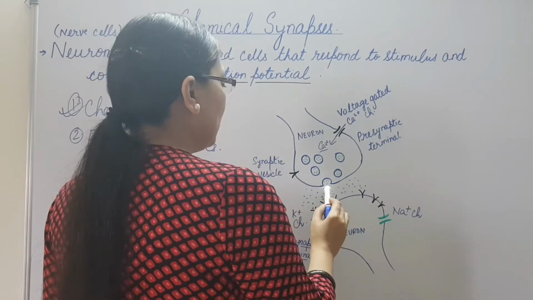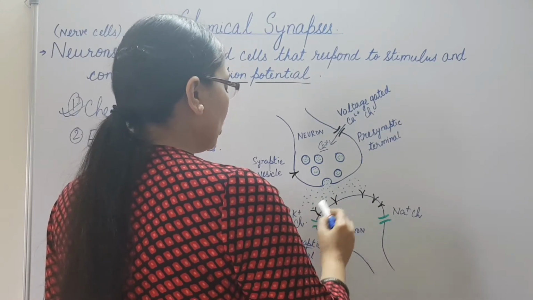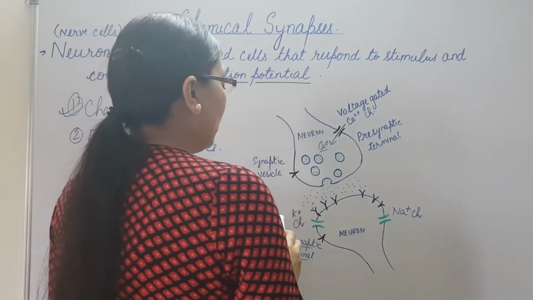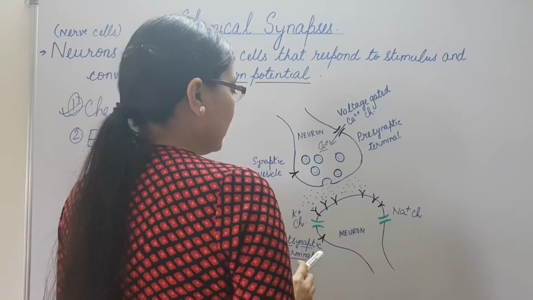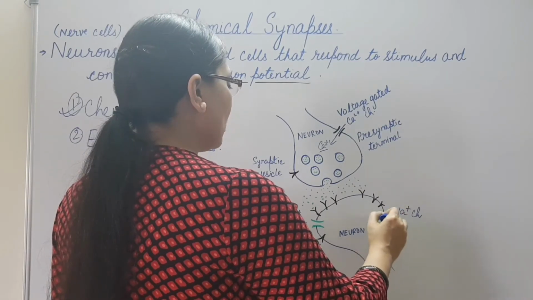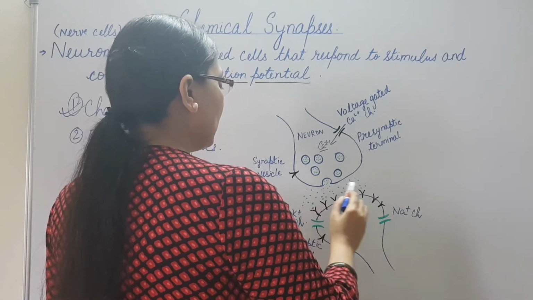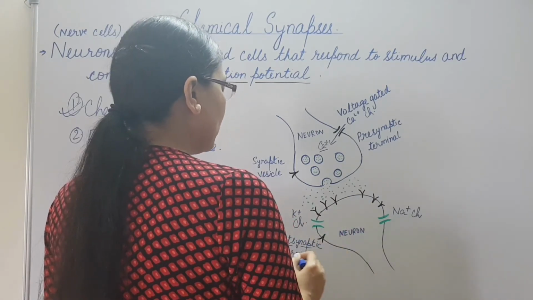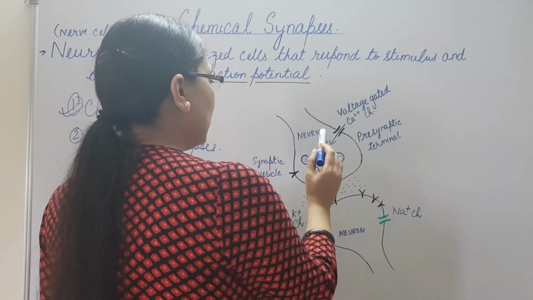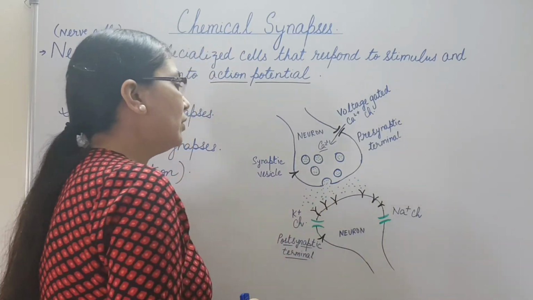terminal. When these neurotransmitters or chemical messengers bind with the receptors present on the postsynaptic terminal, this results in the opening of ion channels, sometimes closure of the channels, as a result of which ions flow either inside or outside. This results in a change in the membrane potential of the postsynaptic terminal. Action potential is induced. In this way, the information flows from one neuron to the other neuron.